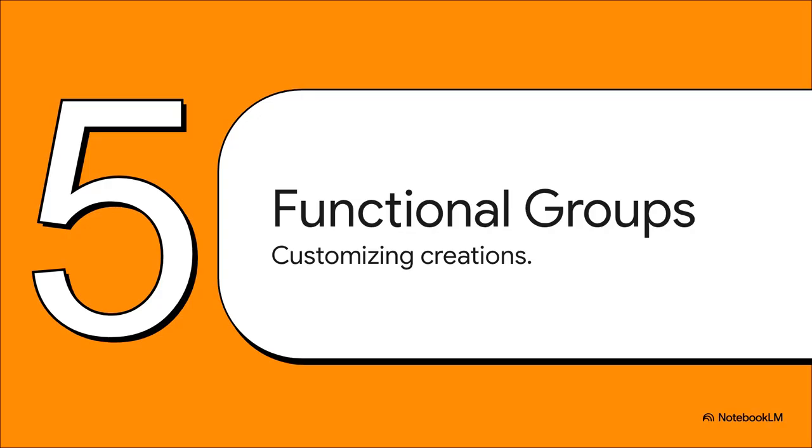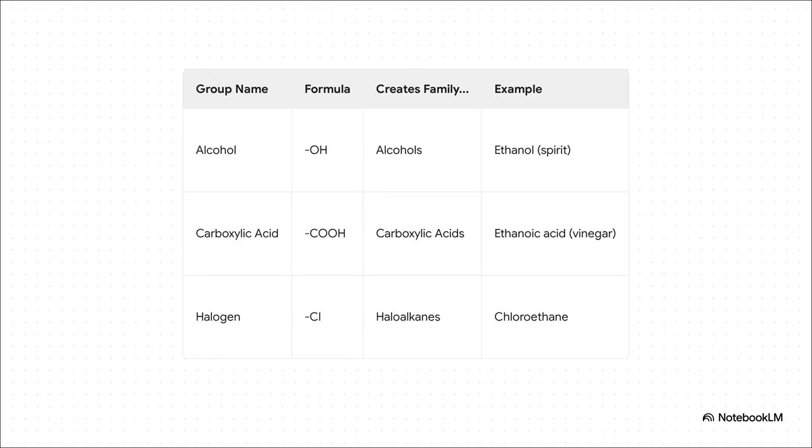Okay, so we've got these incredible carbon skeletons, but the customization doesn't stop there. We can add special attachments called functional groups, and these give each creation its own unique identity and personality. The best way to think about it is like this. The carbon chain is a bracelet. These functional groups are the charms you add to it.